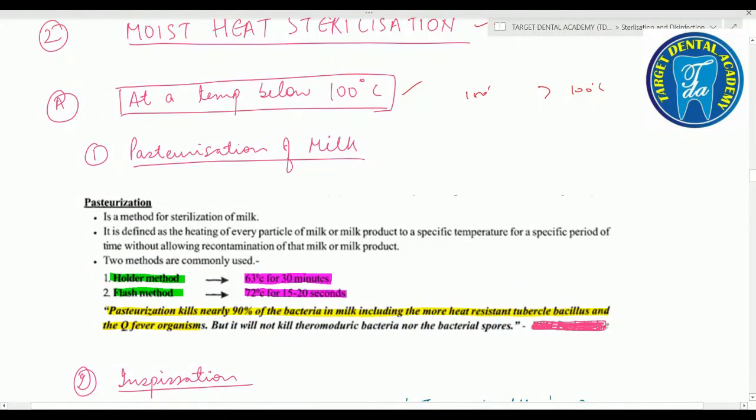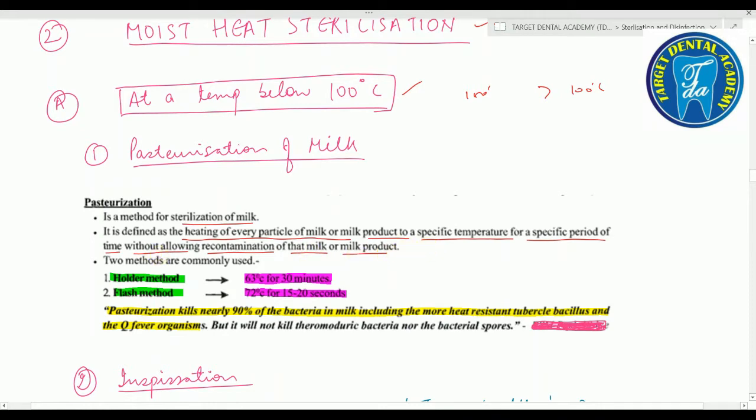So it is a method of sterilization of the milk. It is defined as heating of every particle of the milk or the milk product to a specific temperature for a specific period of time without allowing the recontamination of that milk or the milk product.